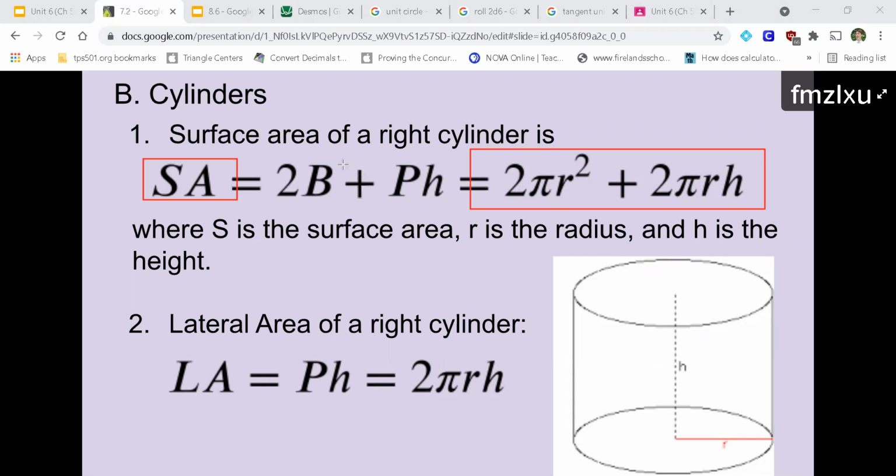You don't have to include this formula in the middle. That's just showing you the work. A cylinder is just like a prism with a circular base. So it's the same formula, 2B plus PH. But the area of a circle is pi r squared, and the perimeter of a circle is 2 pi r.